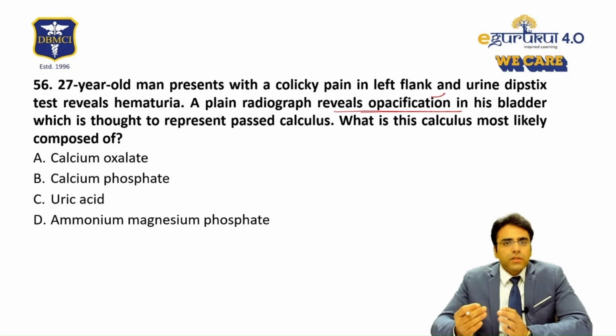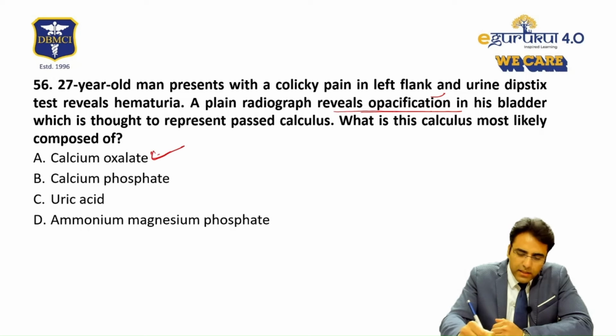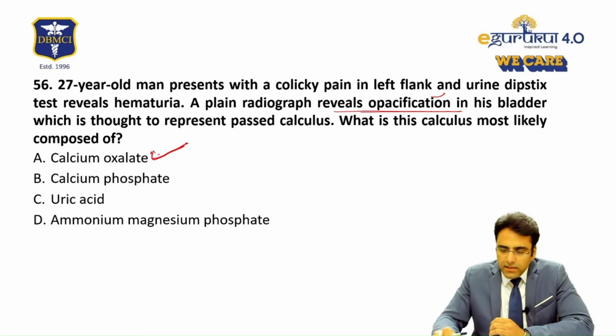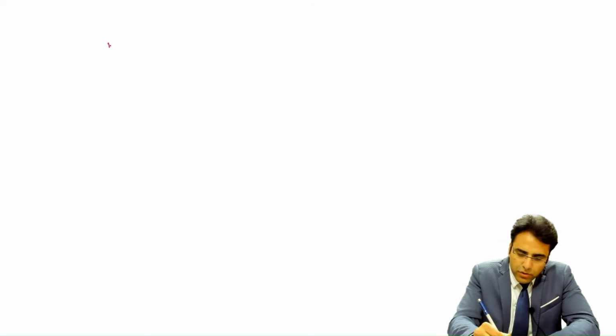Now, indirectly, the question is asking which is the most common type of renal calculus. It is calcium oxalate. So, the correct answer will be calcium oxalate. So, some important points which are frequently asked in exam. Let us discuss them.